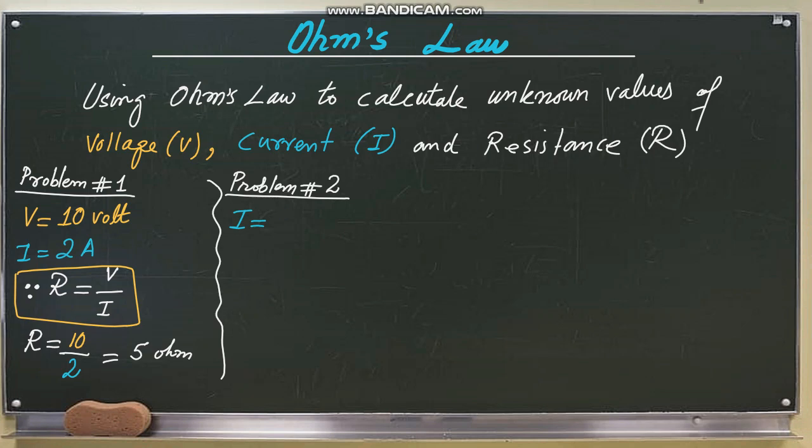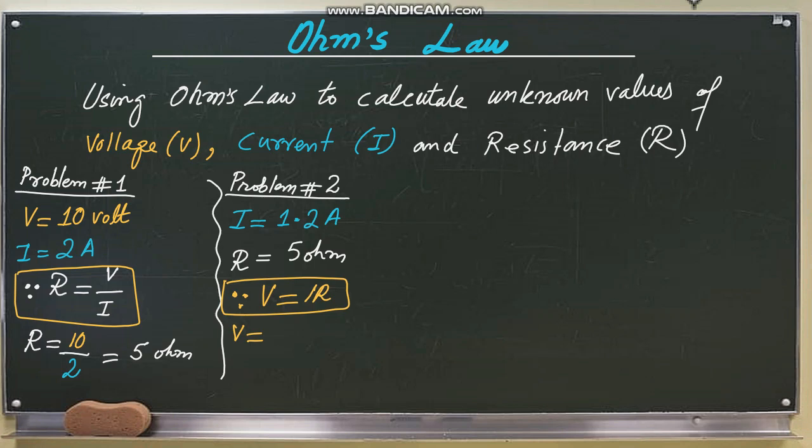Let's take another example. Here, the amount of the current is equal to 1.2 ampere. The resistance of the bulb is 5 ohm. What will be the potential difference? We will use the relation, that is, the potential difference equals the current multiplied by the resistance. Putting the values, we get 1.2 ampere multiplied by 5 ohm. So the final value of the potential difference is equal to 6 volt.